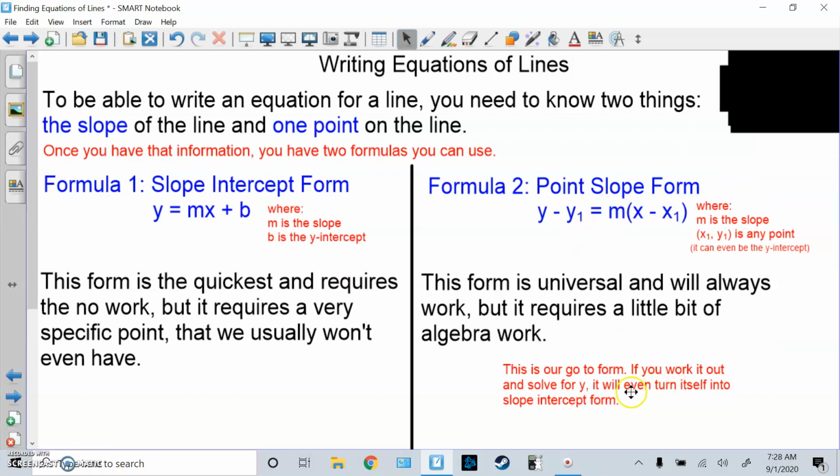This second method would be our go-to form. If you work it out and solve for y, it will actually turn itself into slope-intercept form. So if you distribute and then you move the y1 over, you'll actually get slope-intercept. So slope-intercept form came from point slope form.